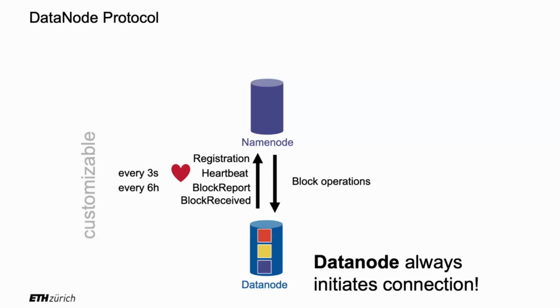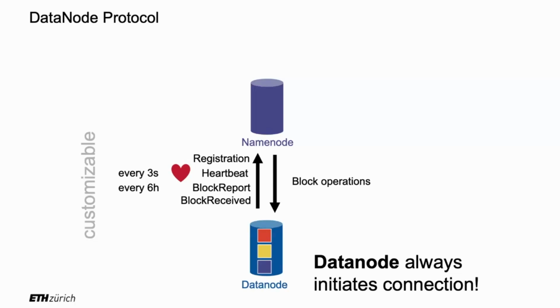From the moment a data node has joined the cluster of machines, every 3 seconds, by default, can be changed, the data node is going to send what we call a heartbeat to the name node. It's like, I'm here. I'm still here. I'm still here. And like this forever, well, until it crashes or is removed from the cluster. Every 3 seconds, we have a heartbeat.